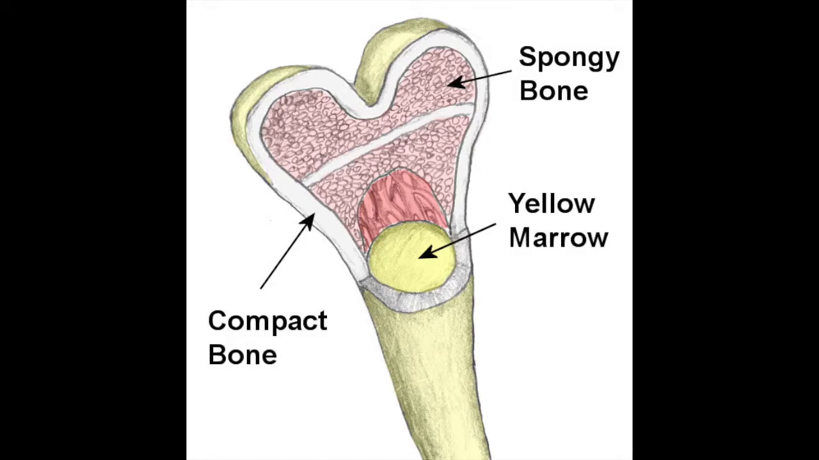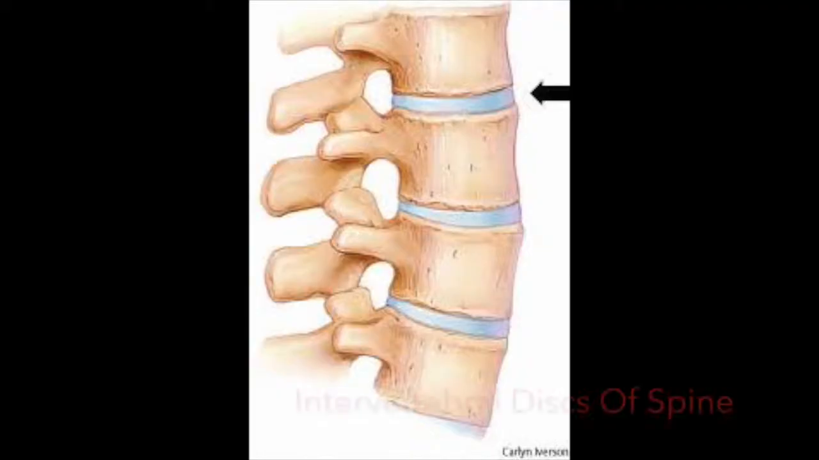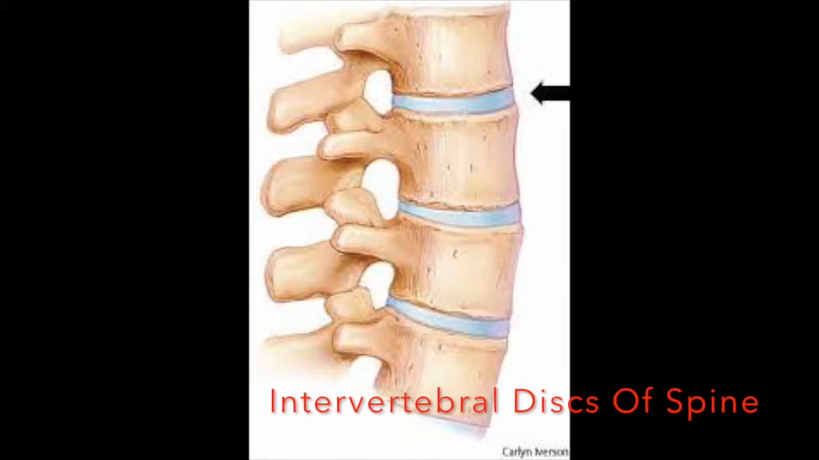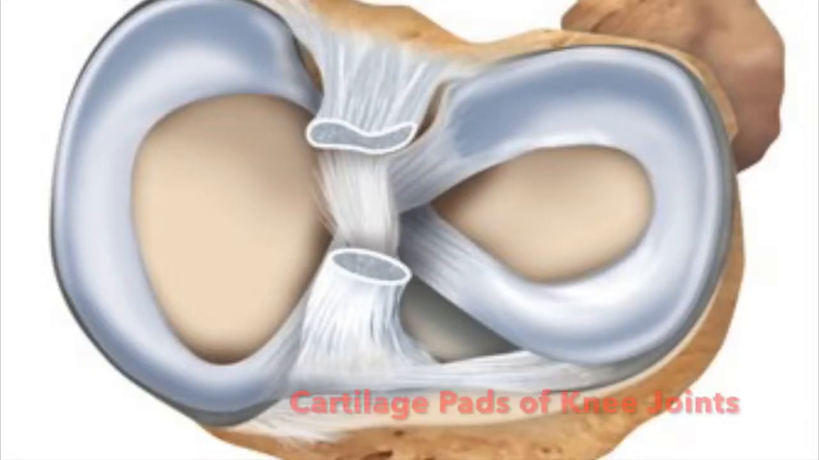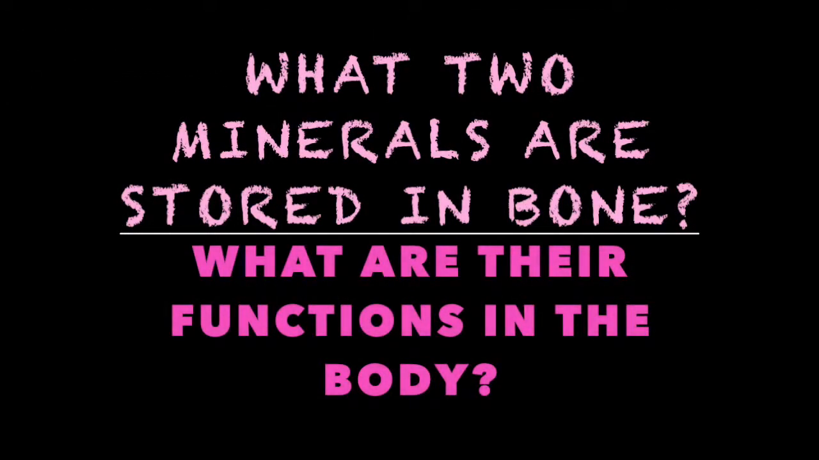Compact bone is dense connective bone tissue that appears white, smooth, and solid. Spongy bone is porous and located internal to compact bone. Fibrocartilage is very weight-bearing. Where might you find it in the human body? Fibrocartilage is found in the intervertebral disc in your spine, the cartilage pads of your knee joints, and the pubic symphysis.